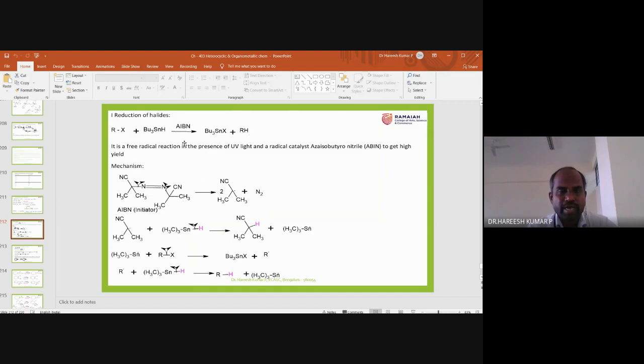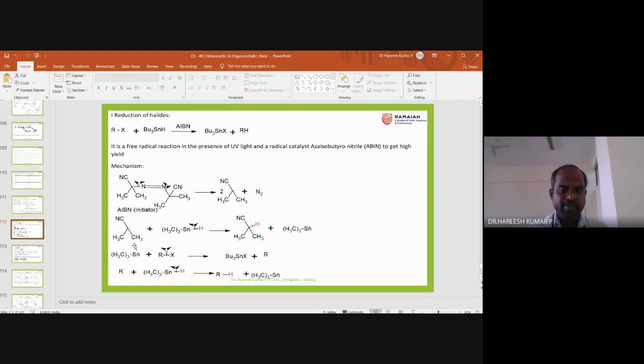If we look into the mechanism, AIBN will break. How will it break? I think you are aware of homolytic cleavage. Homolytic cleavage means the nitrogen takes its electron and this carbon takes its electron. One electron from here, one electron from here, a byproduct N2 goes out, forming an isobutyronitrile radical. This is how the free radical is initiated. The next step is the propagation.